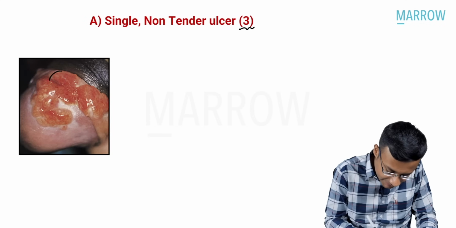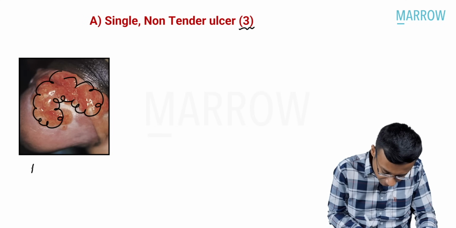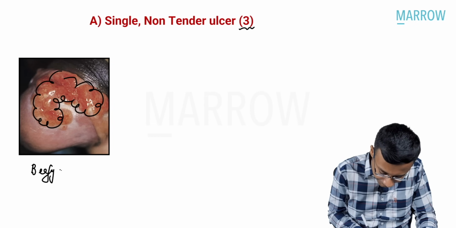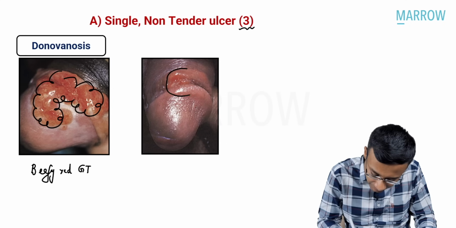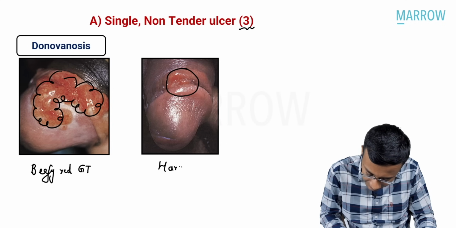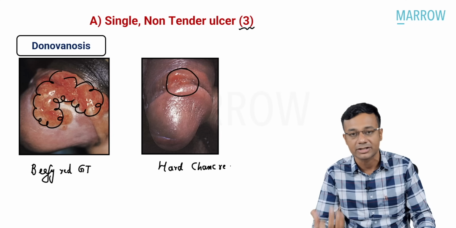Number 1, we look at this genital ulcer disease where you get beefy red granulation tissue which bleeds on touch. So if you have beefy red granulation tissue of the ulcer, the answer is going to be donovanosis. If a patient presents with a hard chancre, which is generally single, clean based, indurated, non-tender, does not bleed on touch.